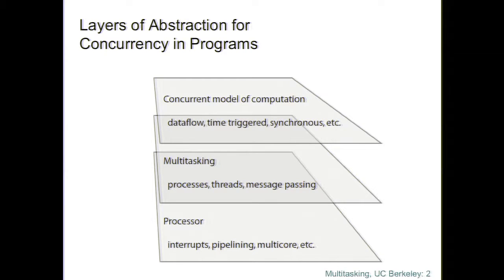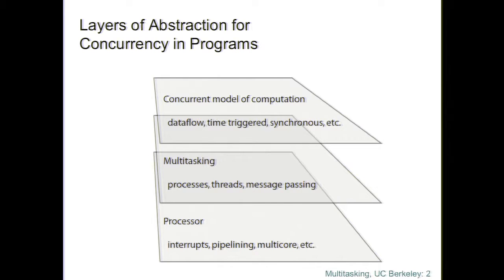At the lowest level, we've already talked about concurrency in the form of interrupts. We have not talked about pipelining and multi-core because we're not talking about architecture in this class, in part because it's very well covered by other courses here. But interrupts are a concurrency mechanism that is universally used for I/O in processors. But it's a very low-level mechanism.